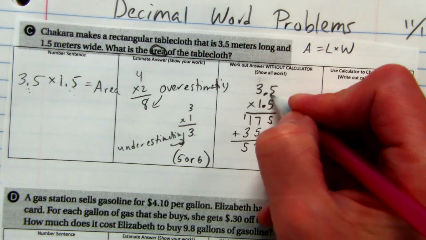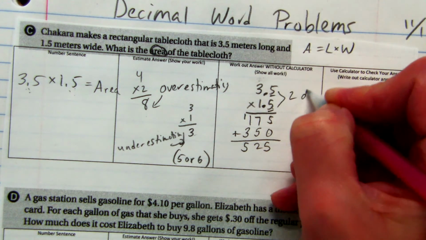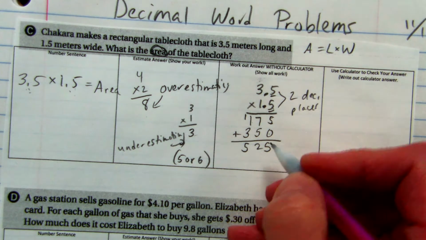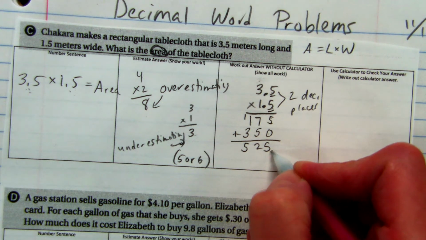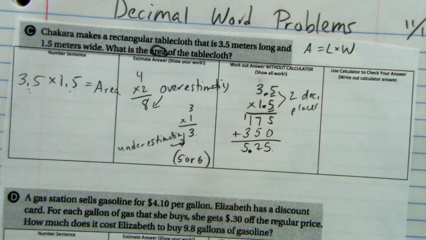And then to find out how many decimal places, you do not just drop it down. There is 1 decimal place here and 1 here. That means there's 2 decimal places. My answer has to have 2 decimal places. So what do I do? Does it go in front of the 5? Goes in front of the 5. So if I do that, I have 1, 2 decimal places.